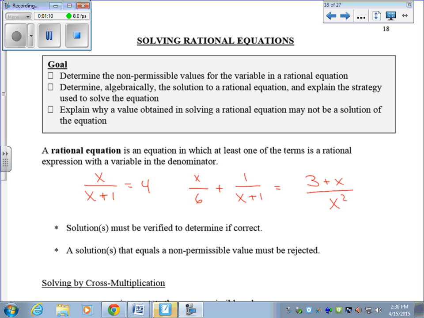And then a couple things we have to do is we always have to verify our solution. So once we solve it, we have to take our solution and plug it back into the original equation to check it, which then means you always know if your answer is right or wrong if you actually check it. And if you get a solution that equals a non-permissible value, you have to reject that solution. Right? So if, like in this case here, you can't have x equal to -1. So if you solve this and your answer was x equals -1, then that means it has no solution.